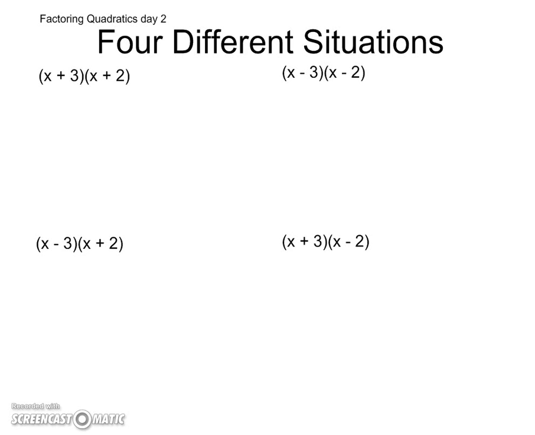All right, now we've looked at factoring trinomials where all the terms were positive. Now we're going to look at 4 different situations where the terms are not all positive. Let's start by multiplying some binomials.